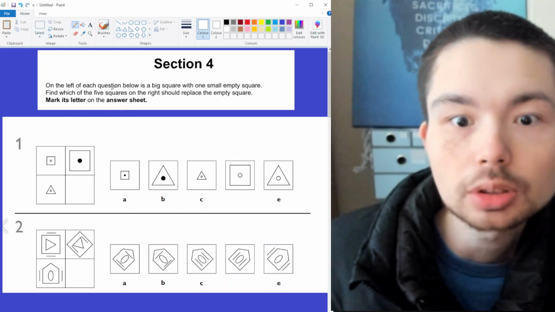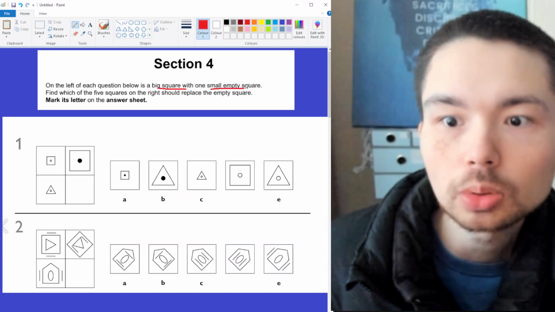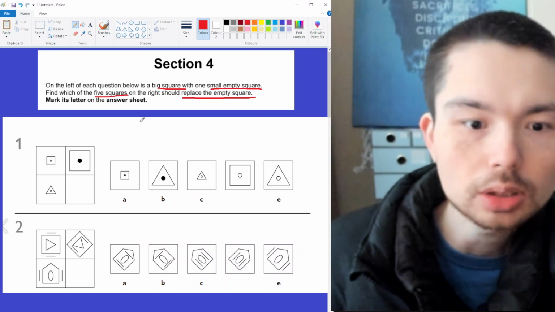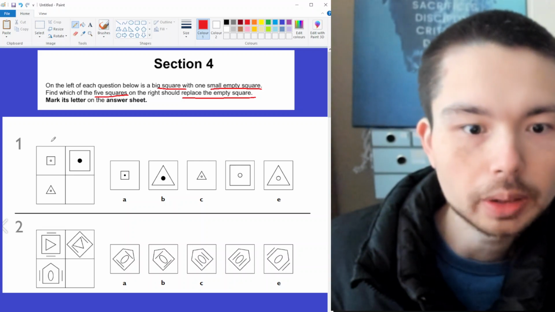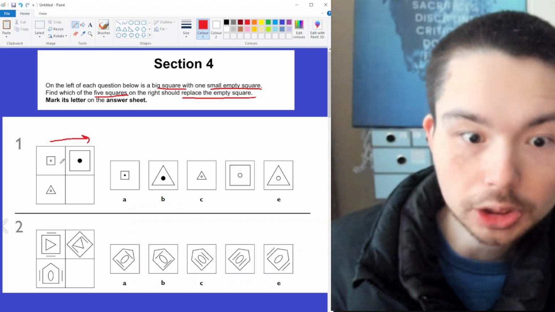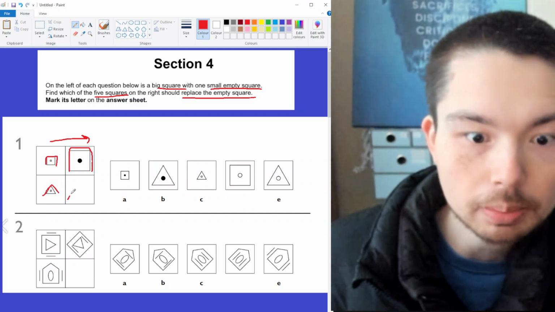On the left of each question below is a big square with one small empty square. Find which of the 5 squares should replace the empty square. Going from left to right. That's the first step you need to decide, which is the direction. Small becomes big.